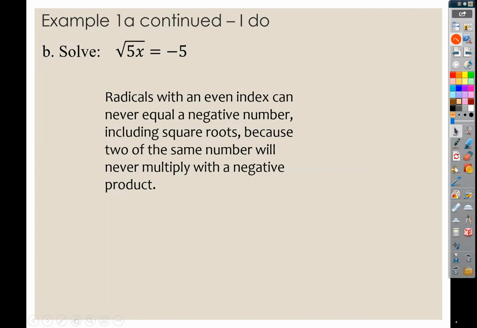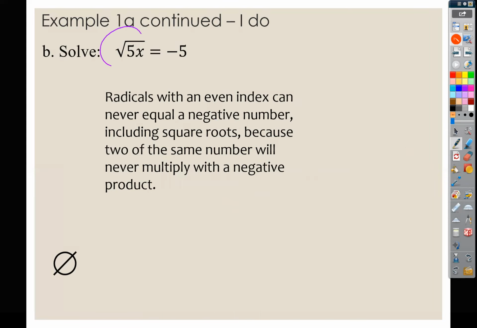All right, in 1b, it says radicals with an even index can never equal a negative number, including square roots, because 2 of the same number will never multiply with a negative product. So this is no solution, because a square root or a root with an even index can never ever equal a negative number.